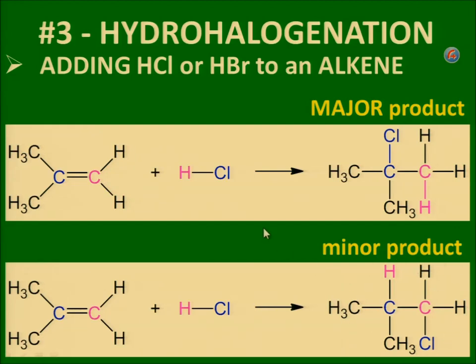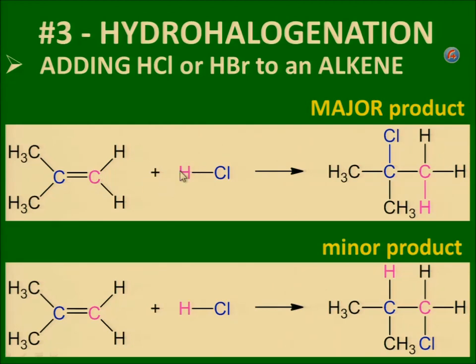Now the rule says that the hydrogen should always go to the double bond carbon with the most hydrogens. If you look at the pink double bond carbon, it's got 2 hydrogens. If you look at the blue double bond carbon, it's got no hydrogens. Look at what it is bonded to. A carbon, a carbon, and a carbon.